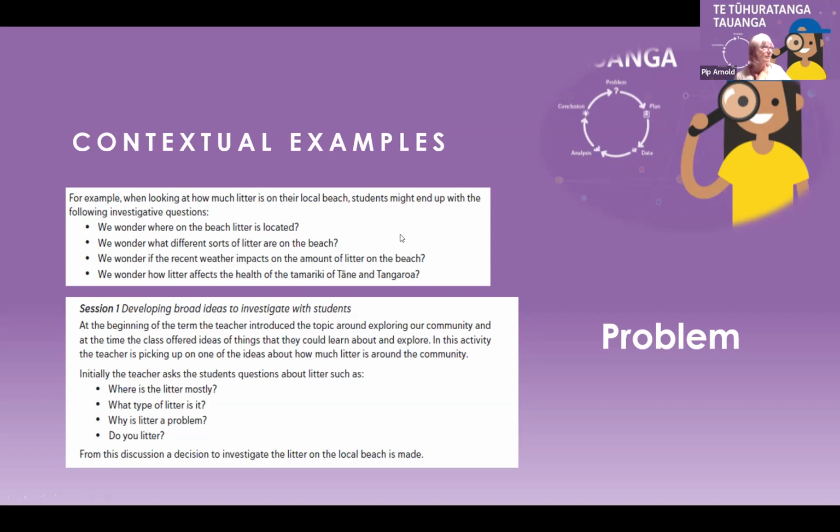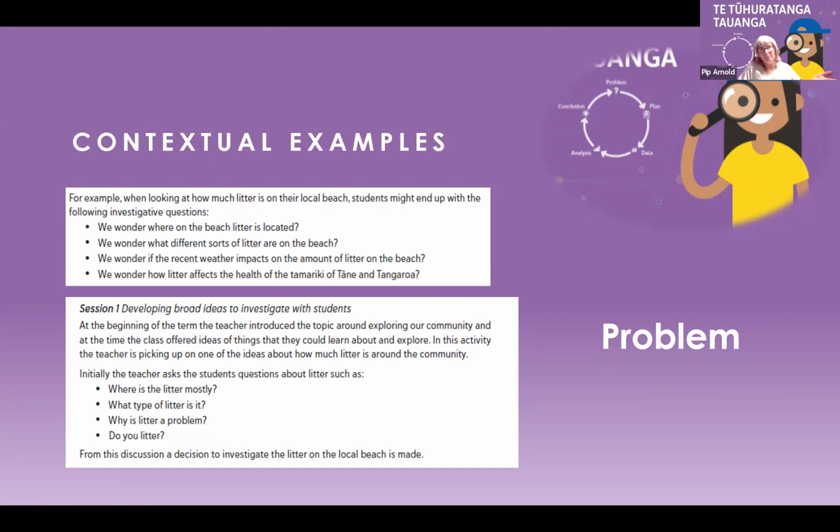So we start right at the front looking at a context we could explore. And this context was actually driven by some work I was doing with some year 1 and 2 teachers, and they really wanted to do some work around community. They decided they wanted to look at their local beach. So we were talking about this, and that idea that they were working with drove the development through the book.